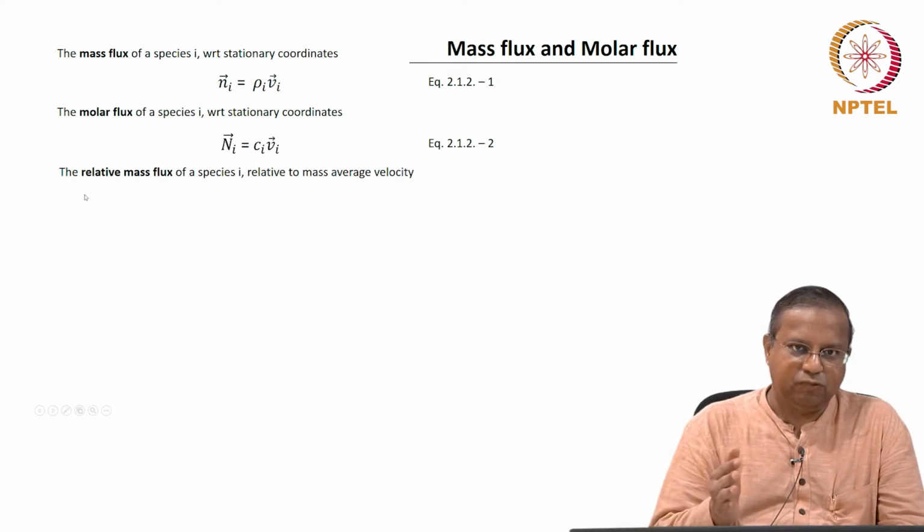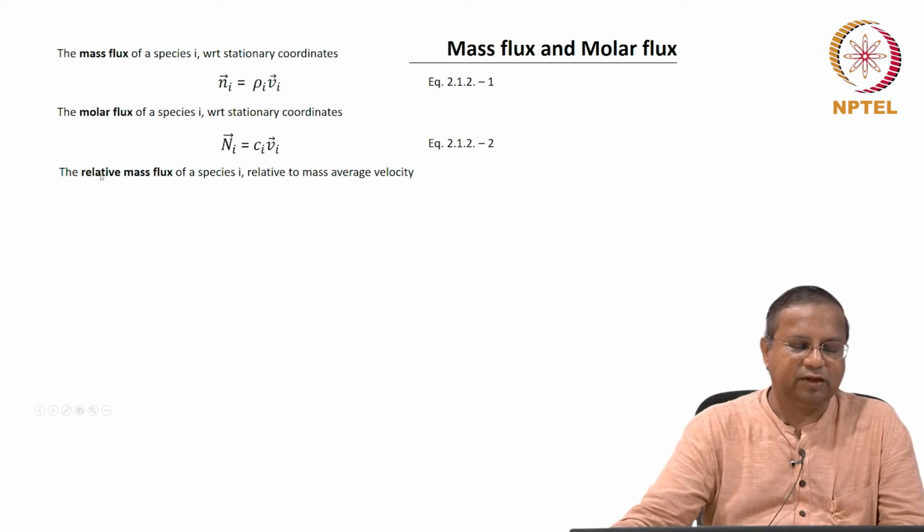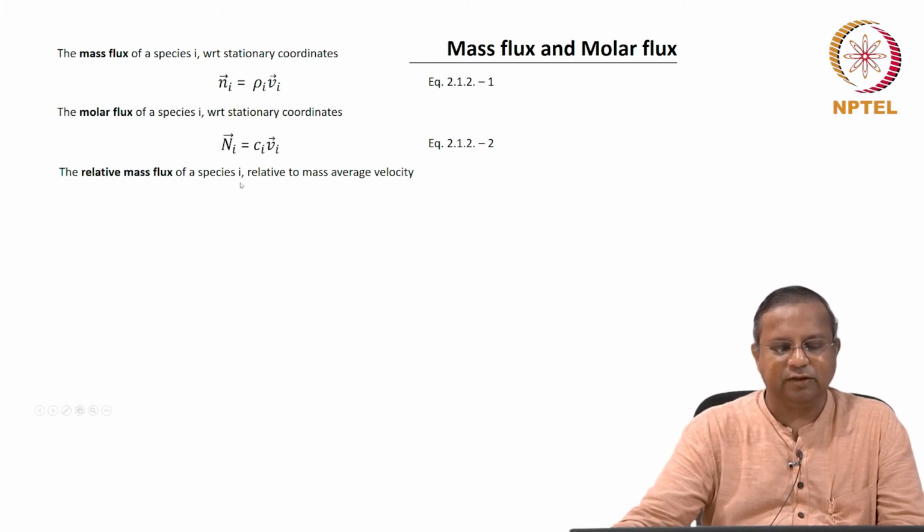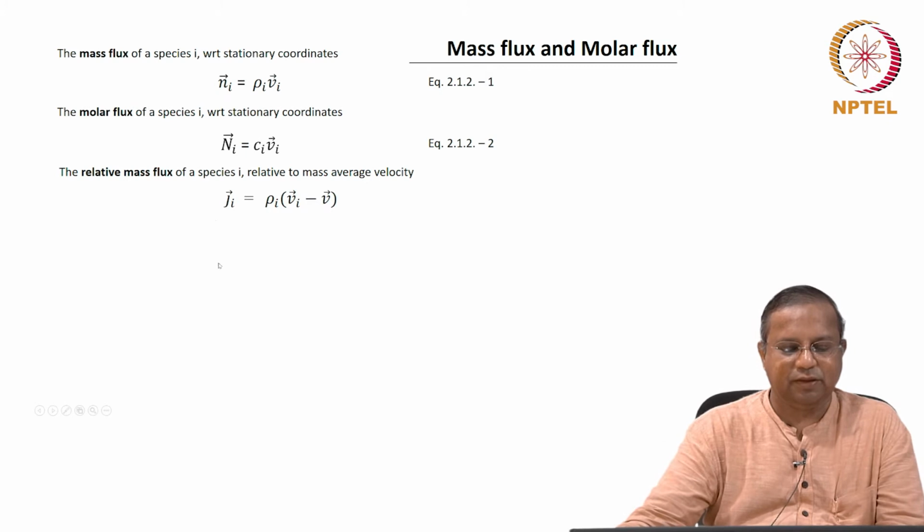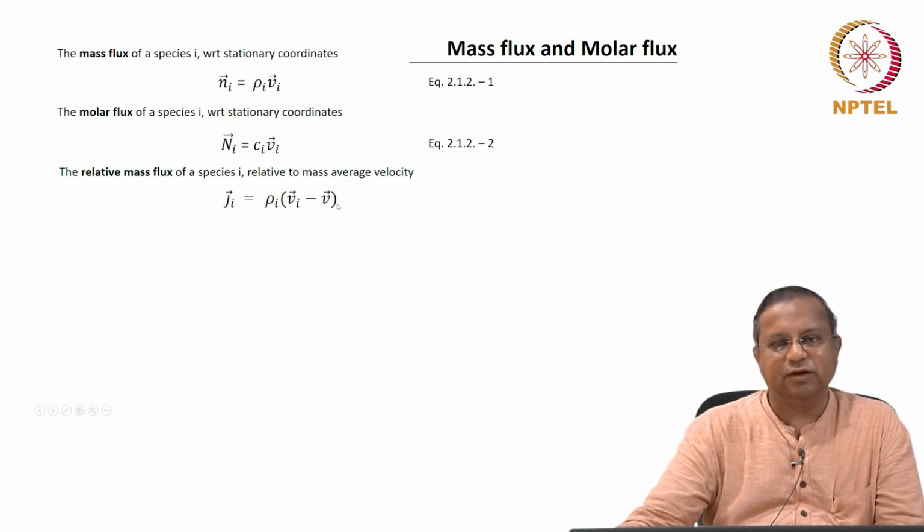We said that we are more interested in the relative movement. Therefore, the relative mass flux of species i relative to mass average velocity, we are taking the mass average velocity to compare it with, that we represent as lowercase j_i is rho_i times the diffusive velocity V_i minus V. This is the mass average velocity V and we have taken the difference here. Therefore, the diffusive velocity times the mass gives the relative mass flux of species i relative to the mass average velocity.